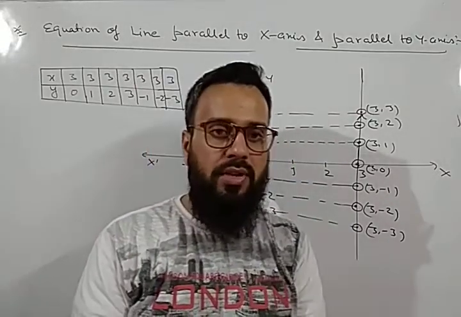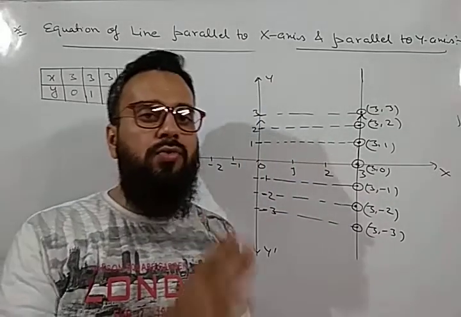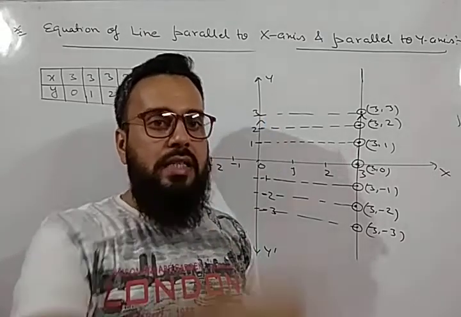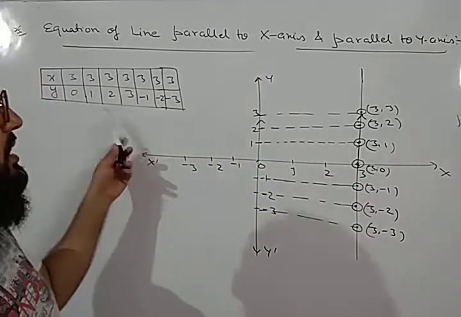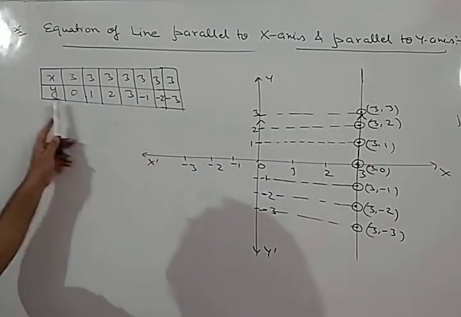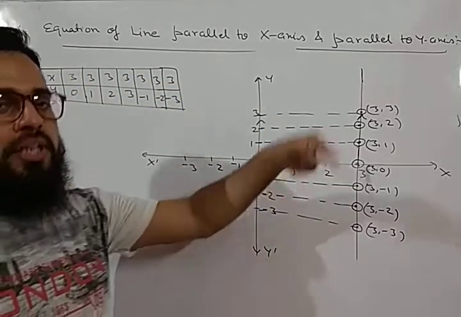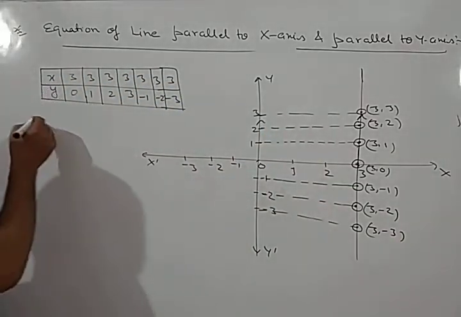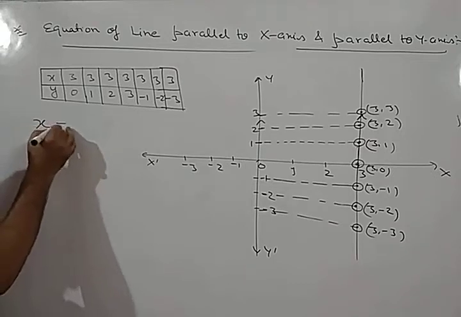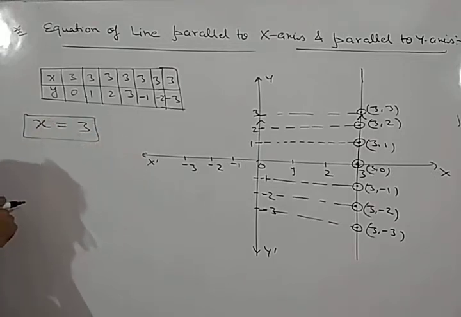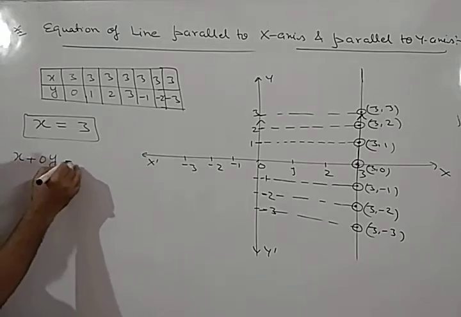We have discussed the equation of y-axis. On y-axis, x is equal to 0, which is constant. Y continuously changes. So in this graph also, or in this table also, the y is continuously changing, but the x is constant. It is not 0, but it is equal to 3. So we can write the equation of this line as x is equal to 3 in one variable, or for two variables, we can write it as x plus 0y is equal to 3.